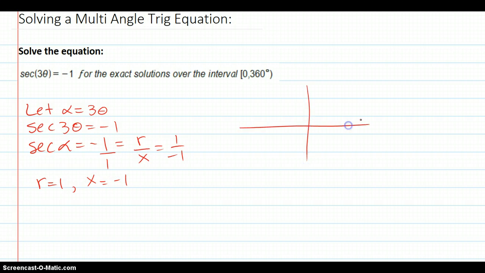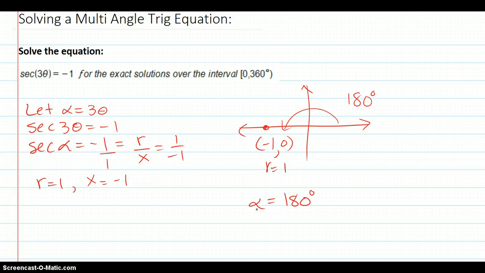When r and x are the same value, we know it's on one of our axes. And so we know x is -1, y is 0, and r is 1. So we know it's 180 degrees since we're dealing with degrees. So we know that alpha is equal to 180 degrees. But since we have 3 of them, I'm going to add 360 to this to get 180 plus 360 is 540. And I'm going to add 360 one more time to get 900 degrees.